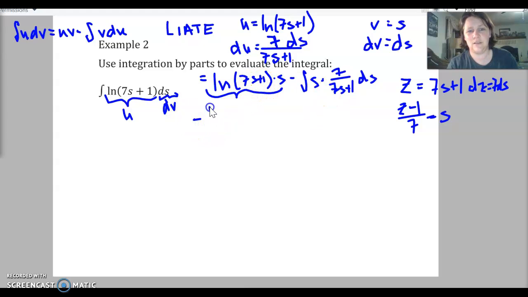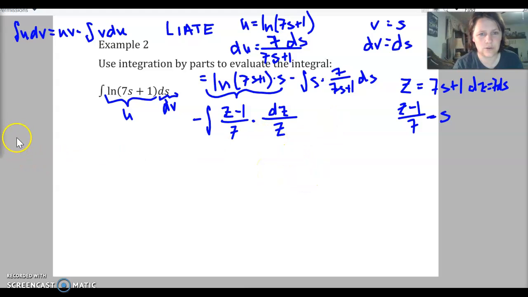So I've got a negative integral, and instead of writing s, I'm going to write z minus 1 over 7, times, remember that 7ds is all dz, over 7s plus 1, which is z. Okay, so now we've completed all of our substitution. Now we're going to multiply all of this together.